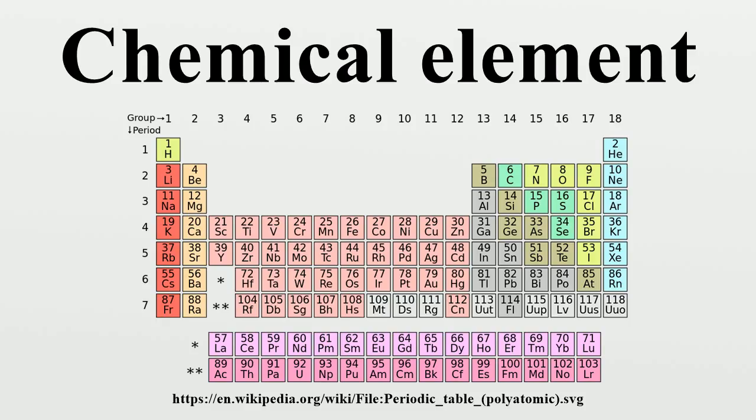The properties of the chemical elements are summarized on the periodic table, which organizes the elements by increasing atomic number into rows in which the columns share recurring physical and chemical properties.